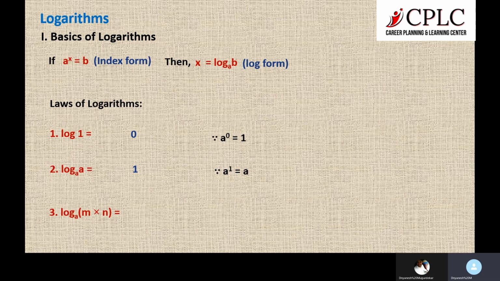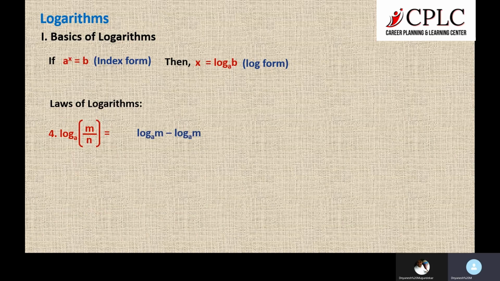Third one, log of m into n, we get log m plus log n, and vice versa is also true. That means we never add in log, we always multiply. Similarly, division, log of m upon n, obviously multiplication we added, division we are going to subtract, we will get log m minus log n. There is a small printing error here, it has to be log n.